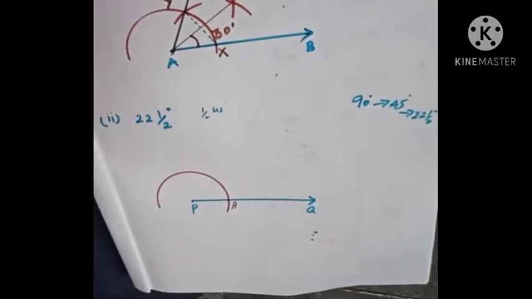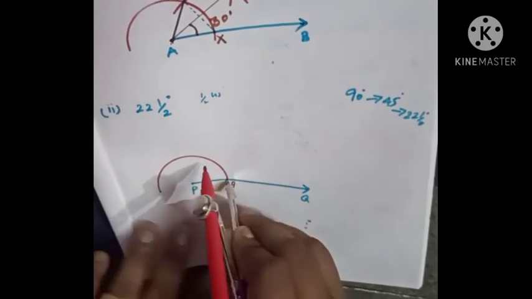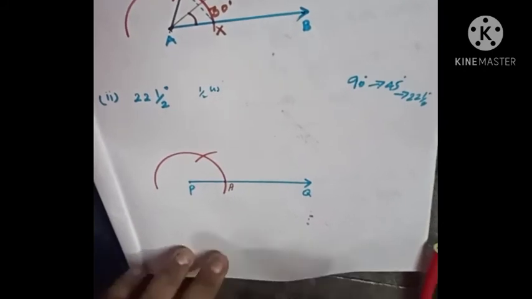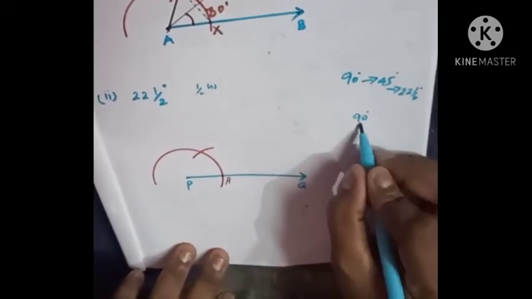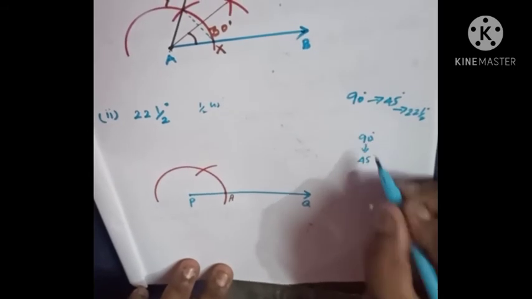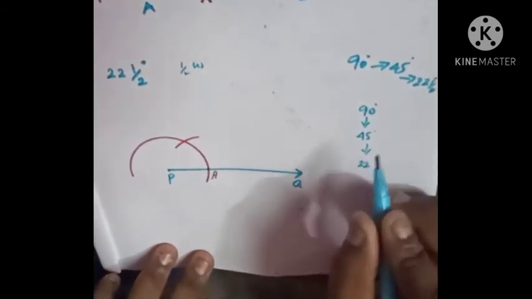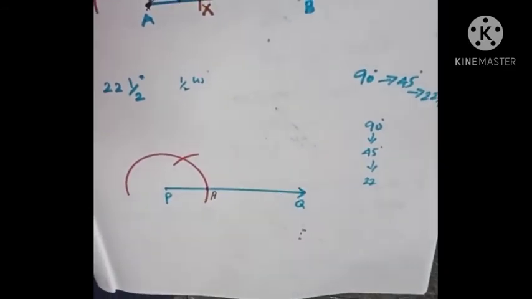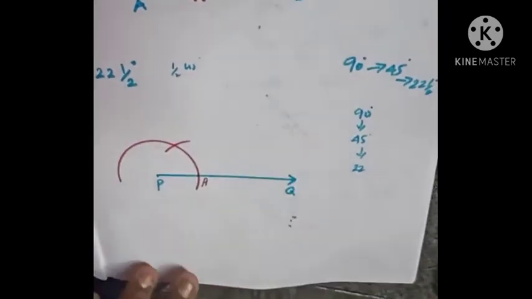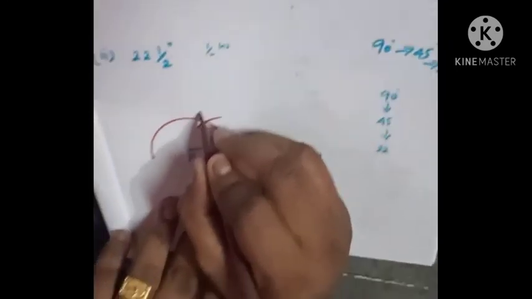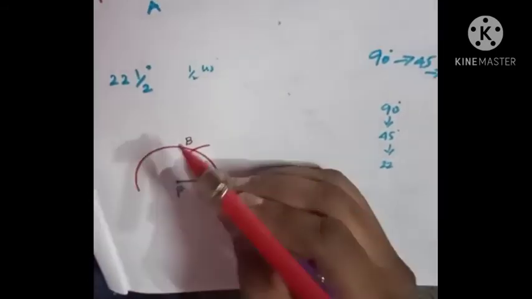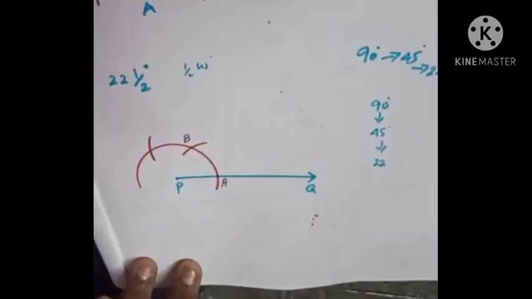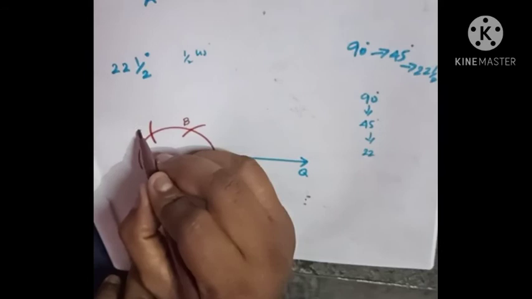I name it as A, and now I keep A as center. I draw another arc. This is for 60 degree, but we need to focus only on 90 degree, and after that we focus on 45, that angle bisector, and next we focus on 22.5. So you need not join any ray to mention 60 degree. Next I name this point as B. Again at the same radius with B as center, I draw another arc to cut the previous arc, and I name it as C.